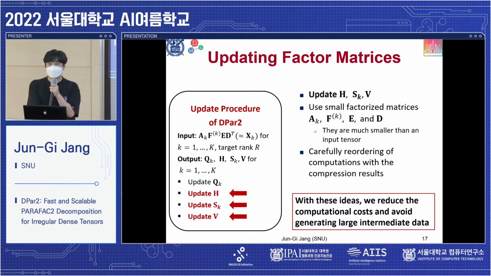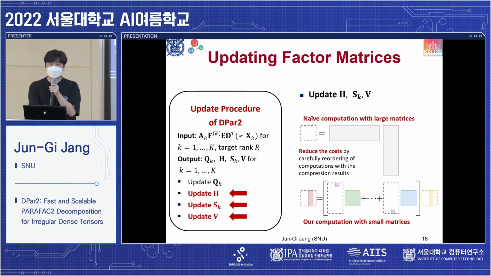Then we update the vector matrices H, SK, and V. By using factorized matrices and carefully reordering computations, we also reduce the computational cost and avoid generating large intermediate data. Equations for updating vector matrices are quite complicated, so we provide an example figure for a comparison between naive computations and our proposed computations. As shown in the figure, a naive computation includes matrix multiplications between large matrices, while our computations include matrix summation and matrix multiplications between small matrices.